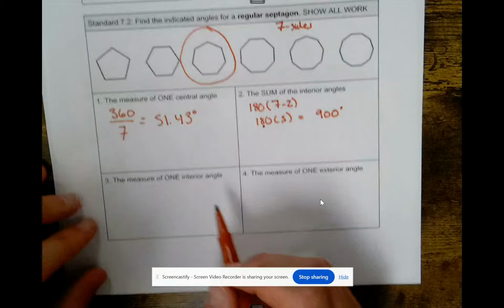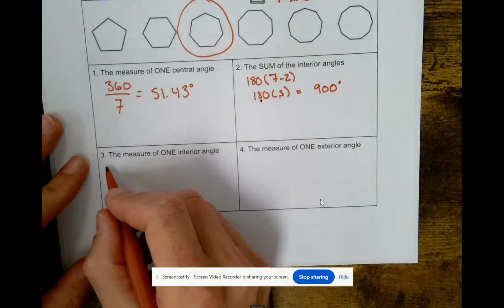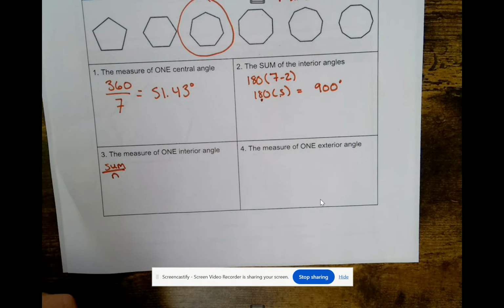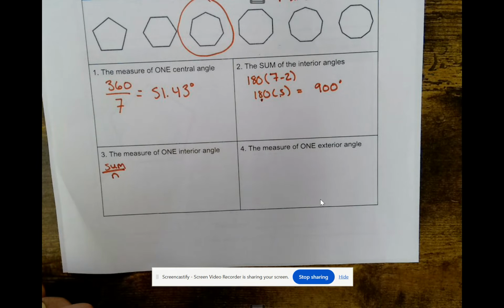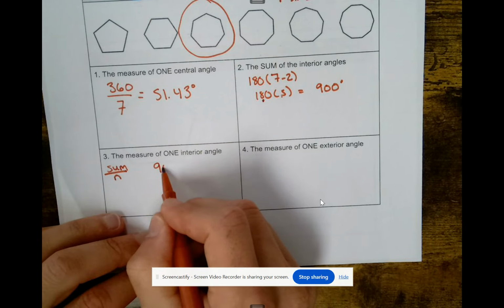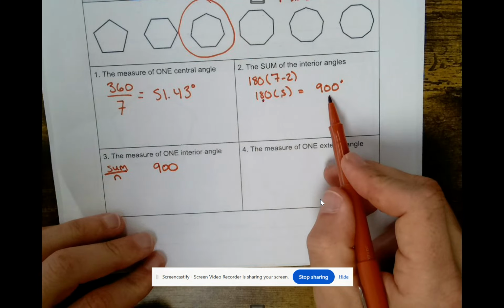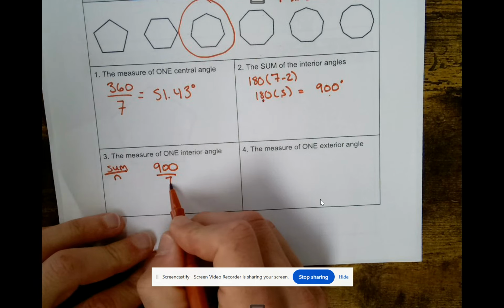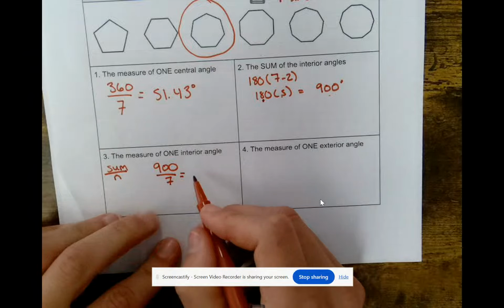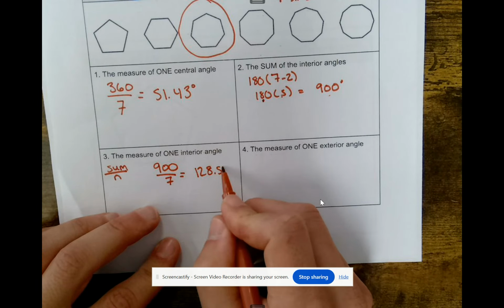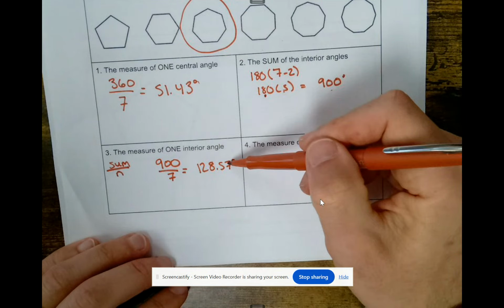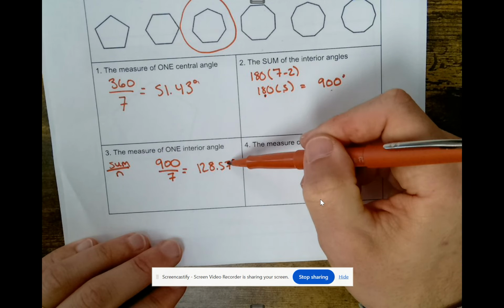For the measure of one interior angle, we take that sum and we divide it by the number of sides because there are that many interior angles. So we're going to take that sum, which is 900. That came from this part right here. This is the sum. So we're going to take that 900 and we're going to divide it by 7, which is going to give us 128.57 degrees. What do you notice these two add up to? Turns out they add to 180. That works every time as well.